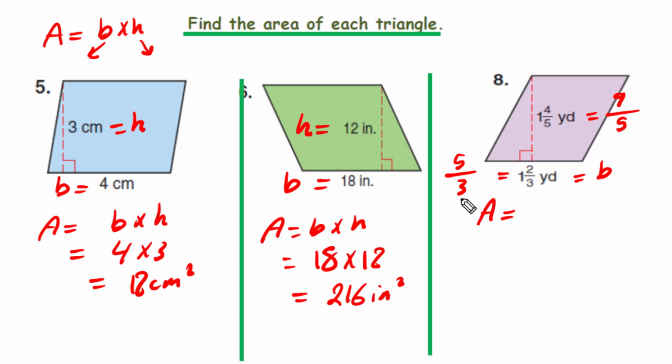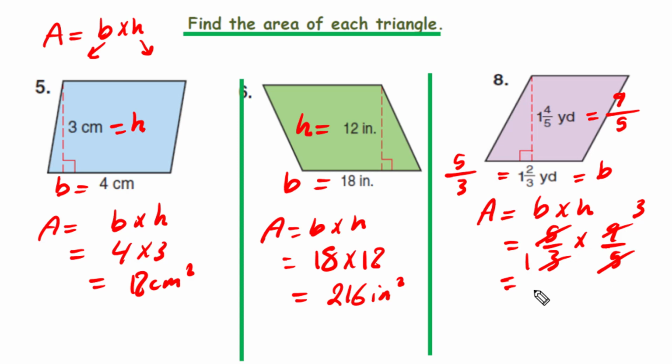Now find the product of the base and the height. Now the area is equal to base times the height. Base is equal to 5 over 3. Height is equal to 9 over 5. Now cancel out common factors. How can we multiply two fractions? 9 is divisible by 3 equals 3. We can cancel out 5. Now the area is equal to 1 times 3 equals 3 square yard. So don't forget, to find the area of the parallelogram, just find the product of its base and its height.